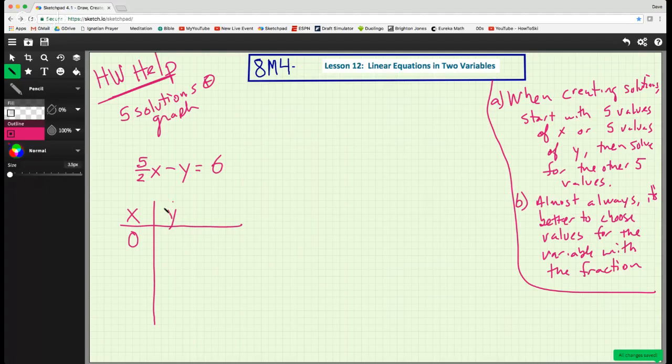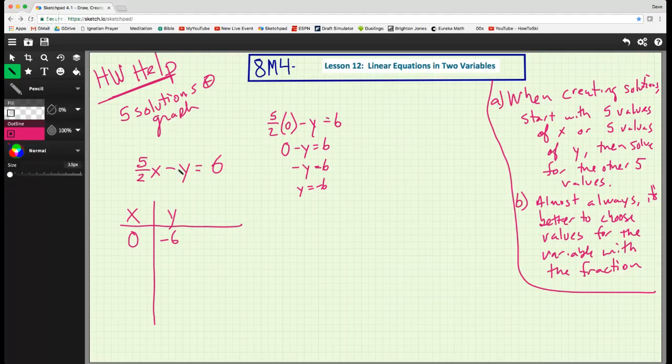I'm telling you this is going to be the easier one. So we go 5 halves of 0 minus y equals 6. Right? We know our x is 0. We need to find our y. So here we get 0 minus y equals 6. So we get minus y equals 6. And then we get y equals -6. So that's kind of nice.